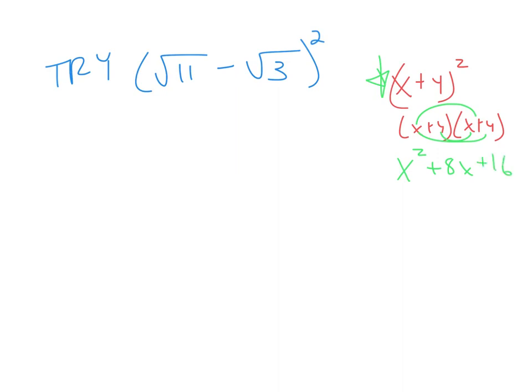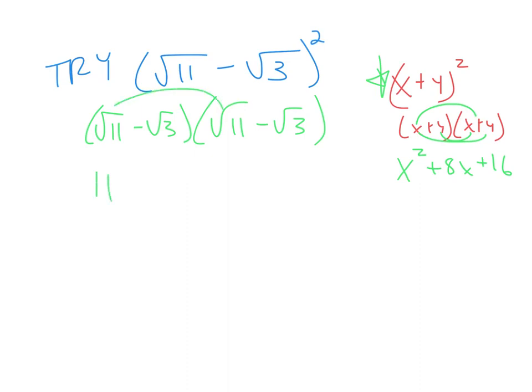And we can apply those rules to this because it's really like root 11 minus root 3 times root 11 minus root 3. So if we do root 11 times root 11, we know that that's 11. And we know the inner is root 33, and the outer is going to be root 33. So that's going to be minus 2 root 33, because there's 2 of them, right? And they're both negative. And then negative root 3 times negative root 3 is going to be positive 3.